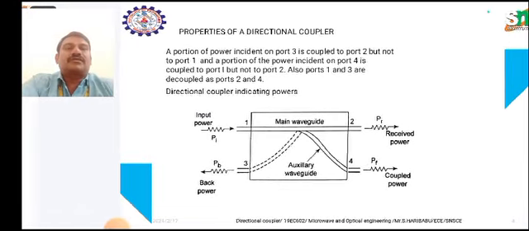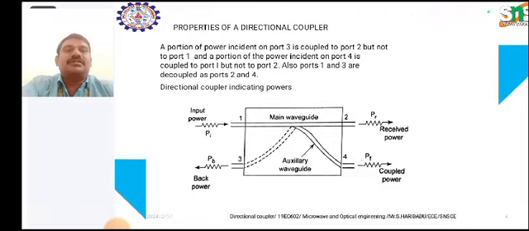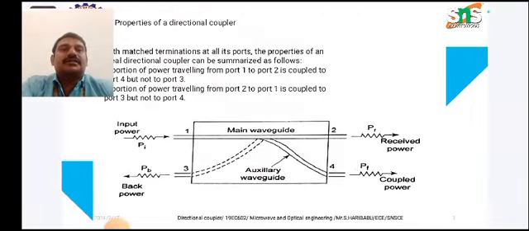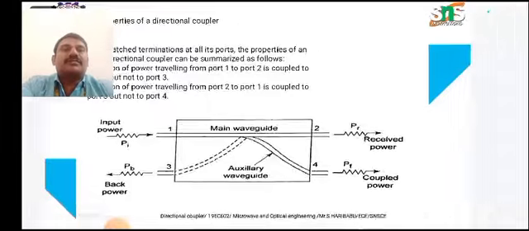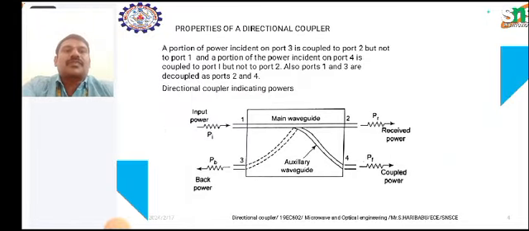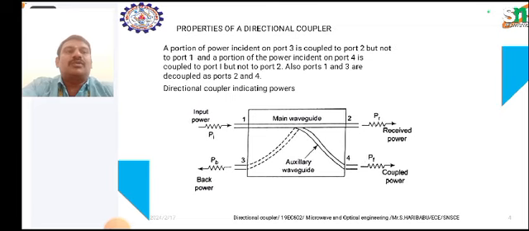Properties of the directional coupler, as already mentioned, we will once again mention here. A portion of power incident at port 3 is coupled to port 2 but not to port 1. And a portion of power incident on port 4 is coupled to port 1, not to port 2. Also, port 1 and port 3 are decoupled, as are port 2 and port 4.